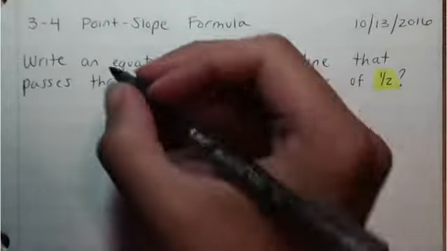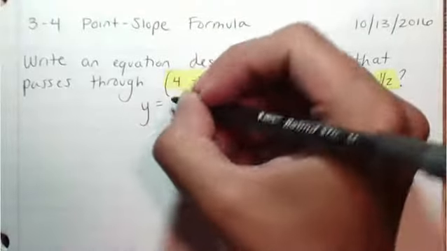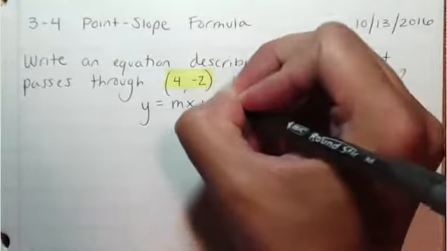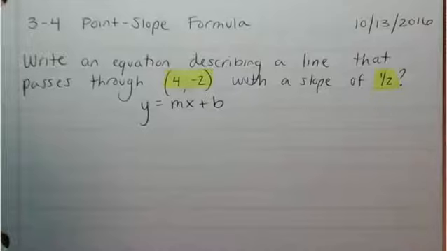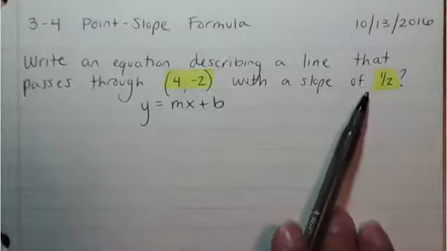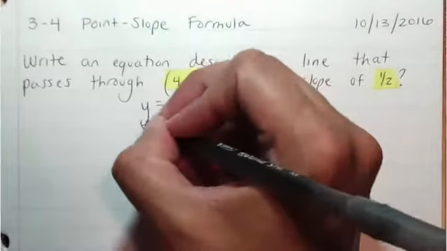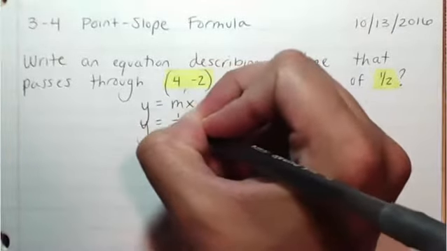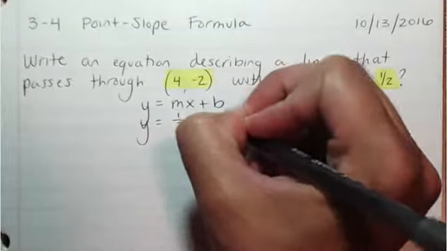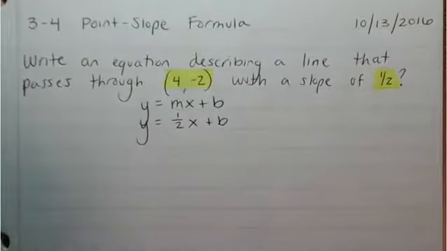Well, as of right now, what we do know is the equation of the line has to be in this form, y equals mx plus b, because that describes any linear equation. Now, there's something else we can plug in. It says, what is the slope? And the slope here is 1/2. So I'm going to go ahead and plug in y is equal to 1/2 x plus b. So far, so good. That's what we know.